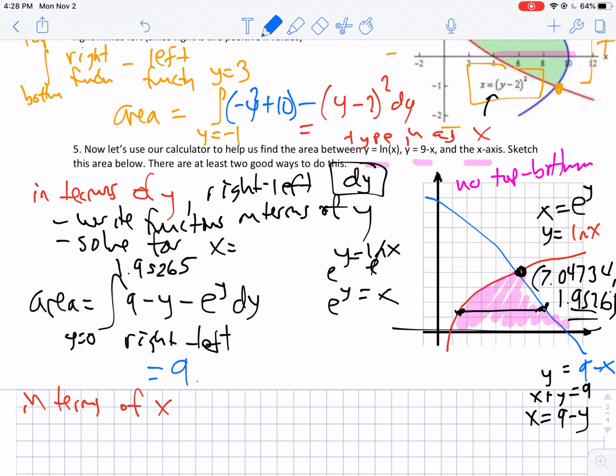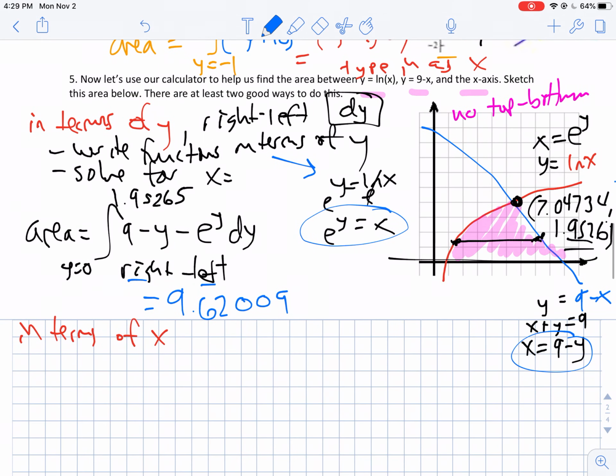On my calculator, I write it down, and I get 9.62009. So that's how you do it in terms of y. You need to find your right function and your left function, and I had to solve for x in both of these. I got x equals and x equals, and then I could do a right minus left integral. Cool. So that's how you do this problem.